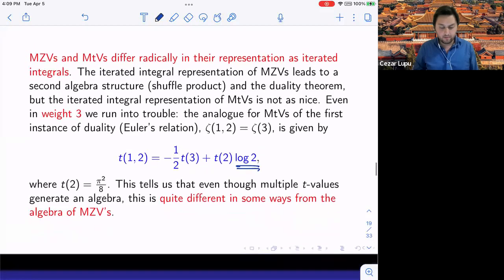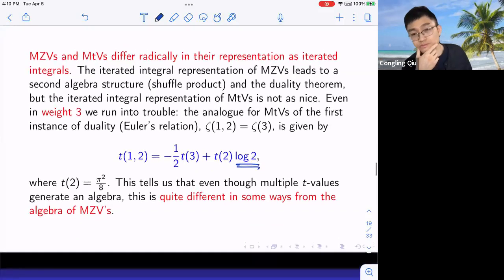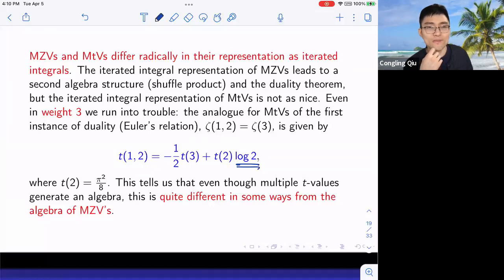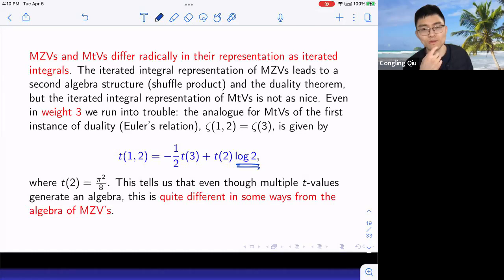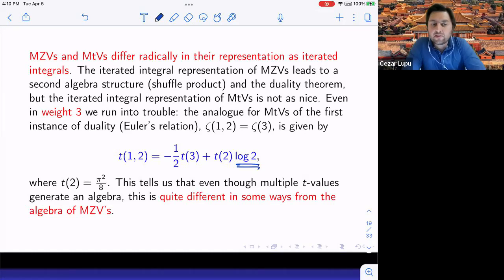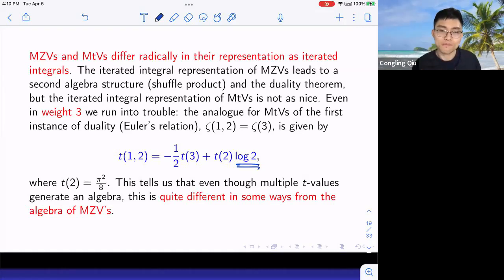Well, I have a question. If I remember correctly, for multiple zeta values, the relations are always between values of the same weight, right? Yes. But here you have different weights, t2 here, 2 and 3. Yes, exactly. That's a very good observation. As you can see, not even the weight is the same. So we run into problems.